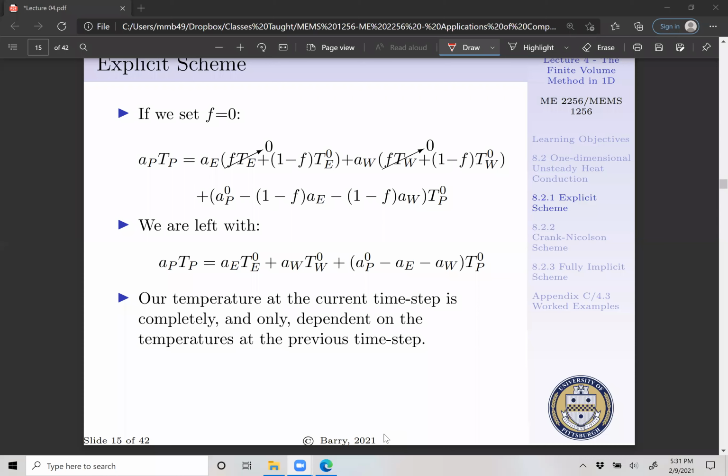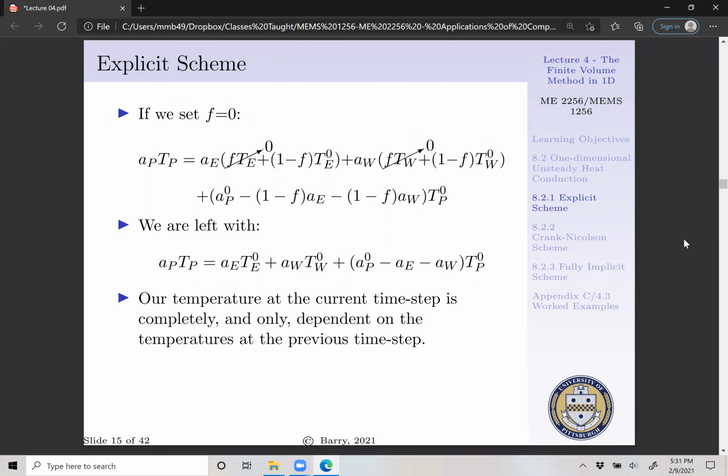Oh, okay. Oh, that was a fun hour. So let's jump back into this and talk about our schemes. Now, as I mentioned multiple times already, we have the explicit scheme if we set our weighting factor equal to 0. Now, I've already crossed this stuff out. So anytime you see a term with an f associated with it, it goes to 0.